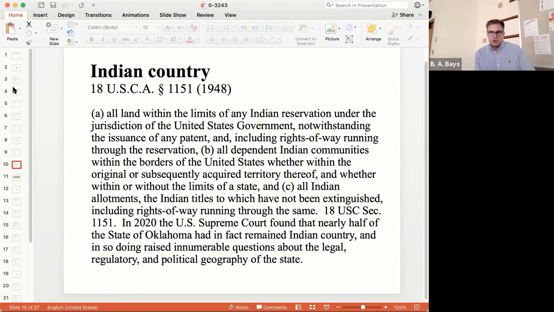Same goes with Indian tribe and Indian country. Okay, so Indian tribe, Indian country all have a specific meaning, and to change that would actually be very deleterious to Native people. So we don't want ambiguities in the law. So anyway, Indian country was defined by Congress in 1948.